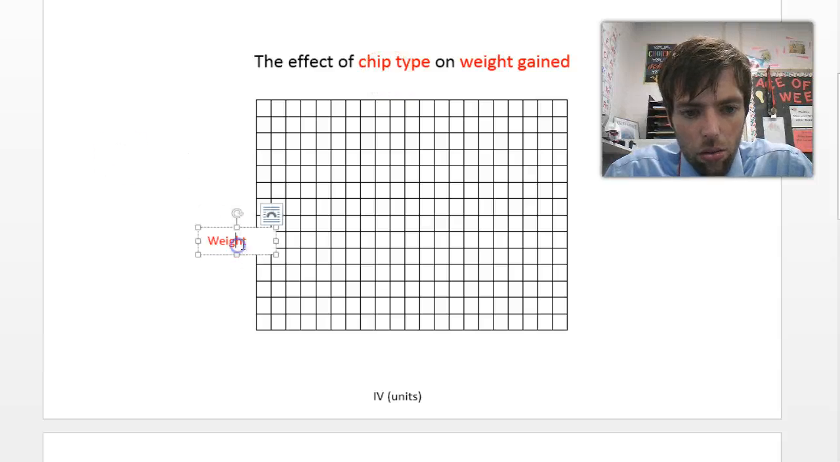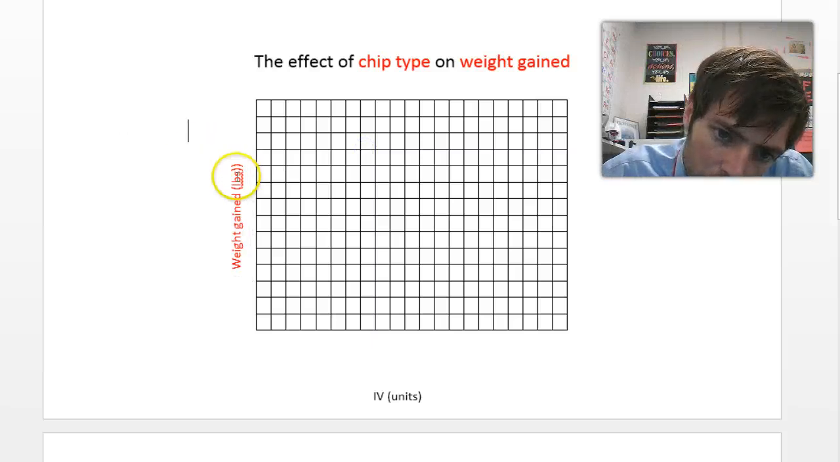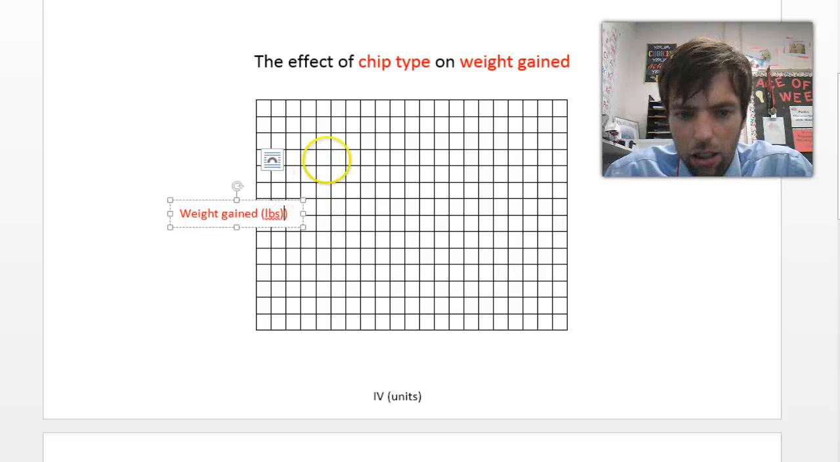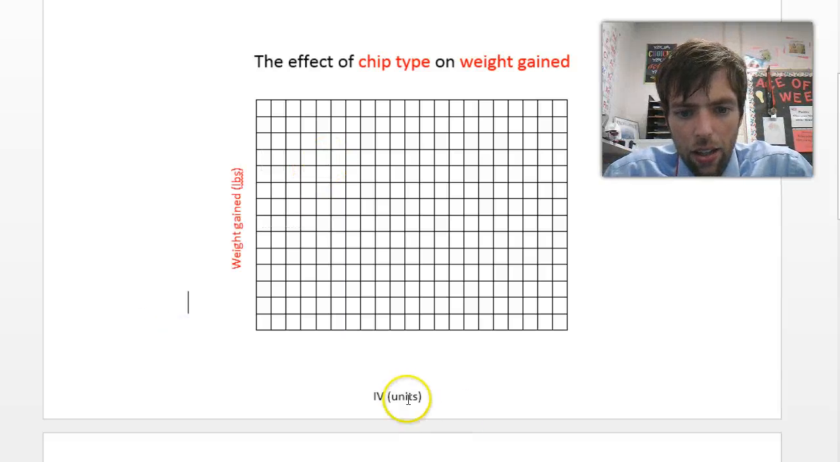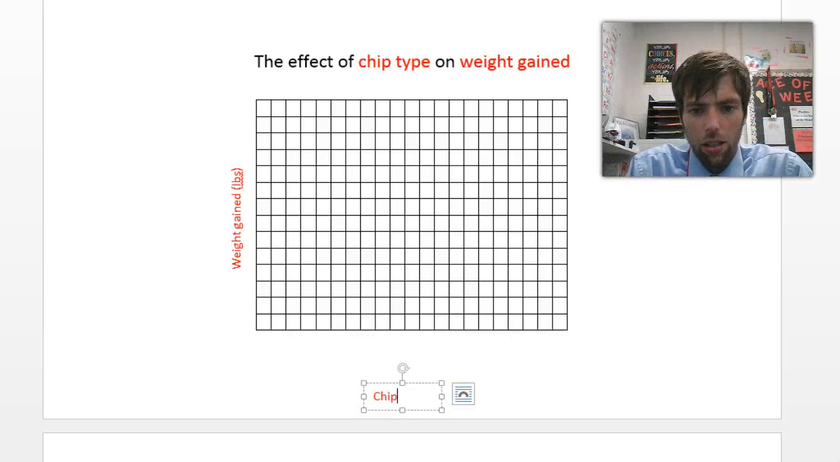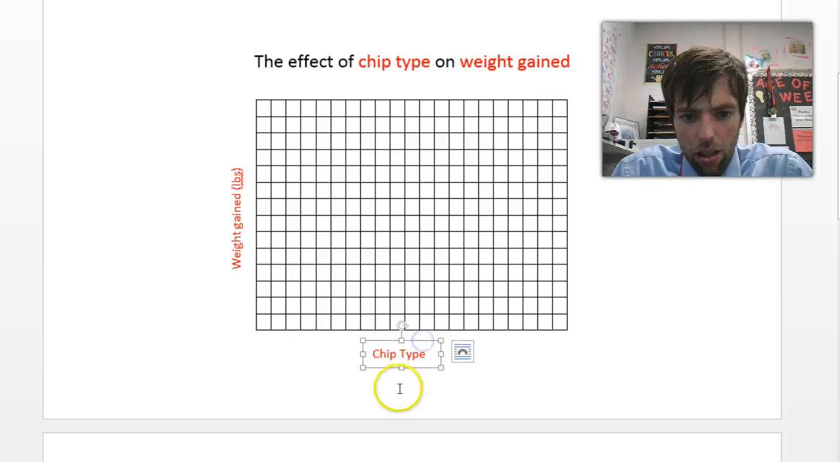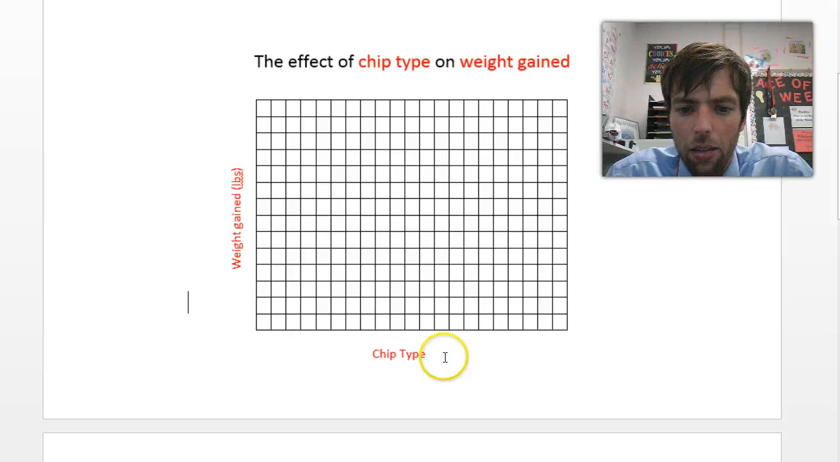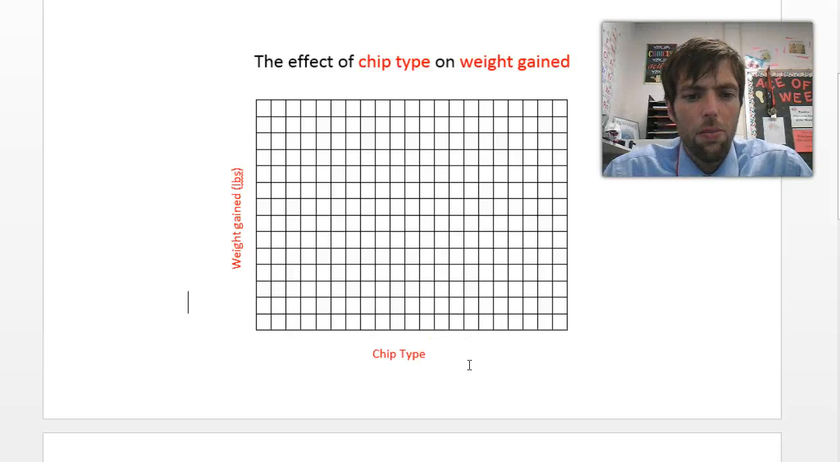Okay. Oh no. Stretch it out. Weight gained in pounds. And then over here for our independent variable, we are going to be chip type. Now, so I've got chip type. There's no unit to use really right here to put in parentheses because it's just types of chips and it's weight gain. Now I need to look back at my data table to see the data that I'm going to put in here.